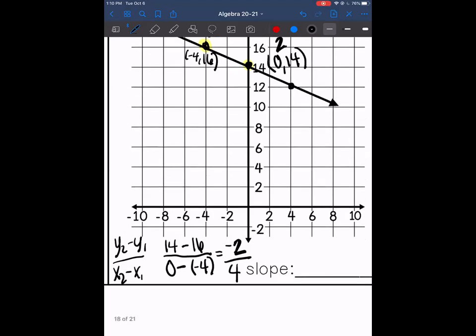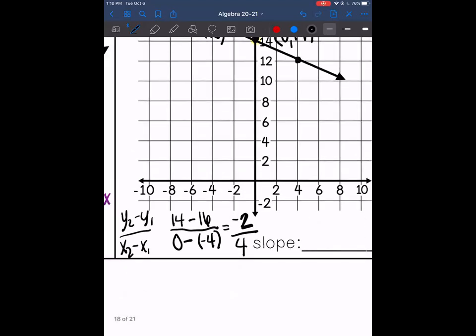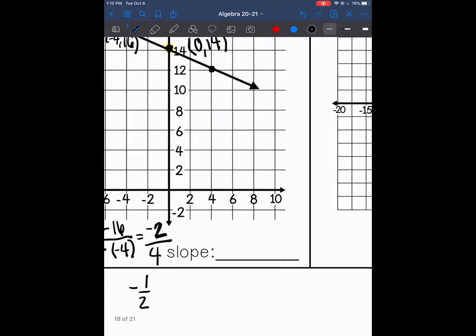And that simplifies down to, because we always, always, always simplify, 2 divided by 4, or if we took both of those and divided them by 2, it'd be -1 over 2, which is our slope.